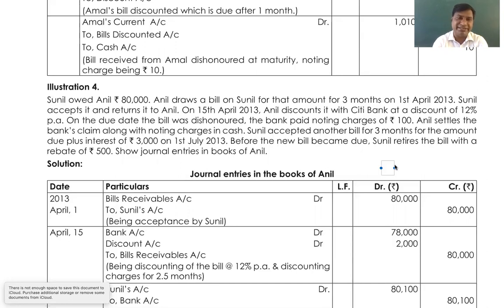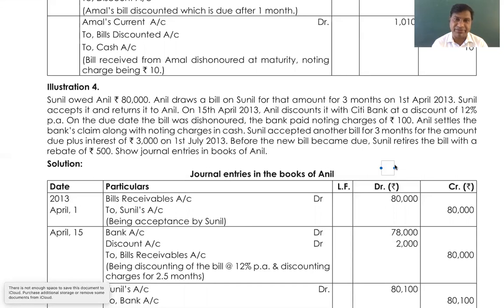Now in this sentence, the problem should be understood by splitting. In this first sentence, who is Sunil? He is the purchaser, therefore he owes money to Anil. So who is Anil? He is the seller of the goods, because he is selling goods.